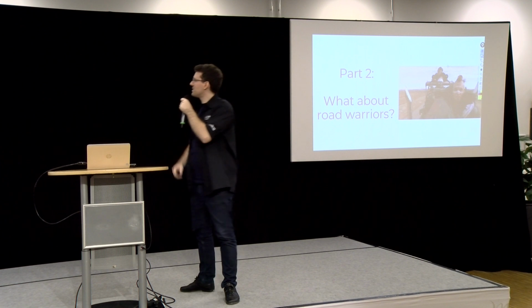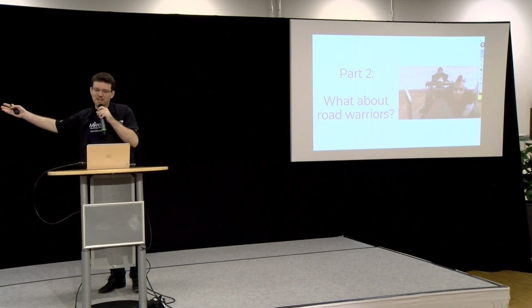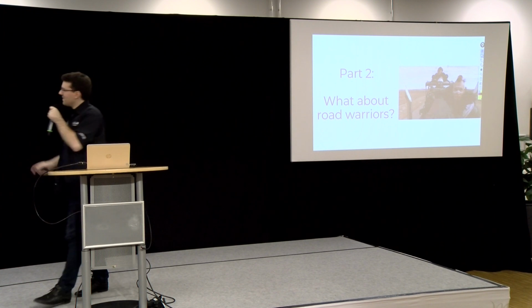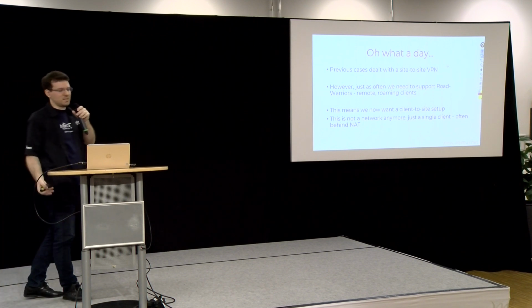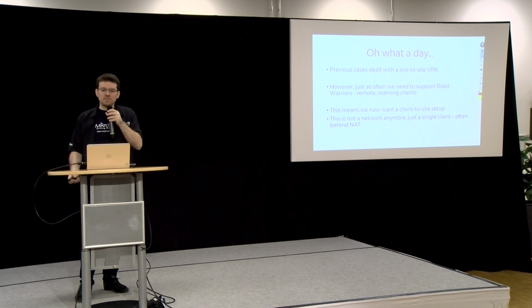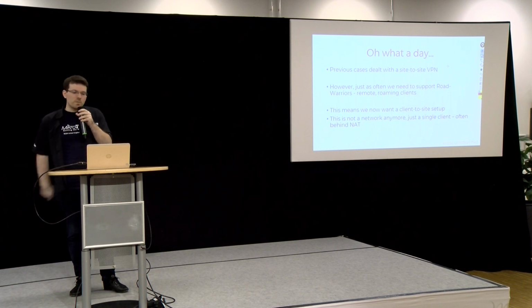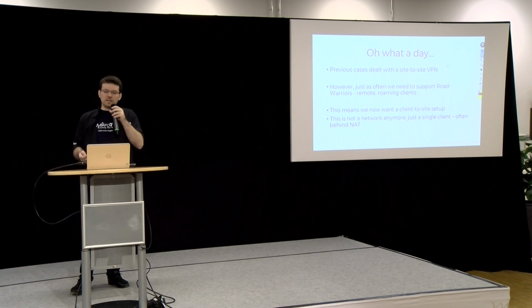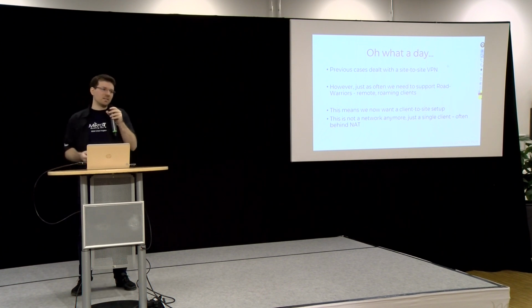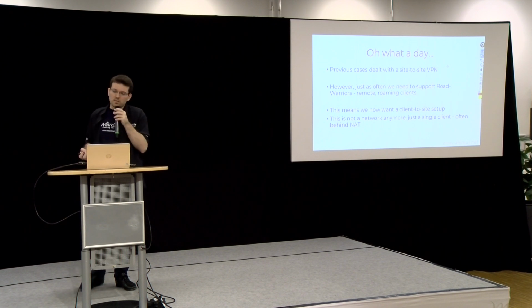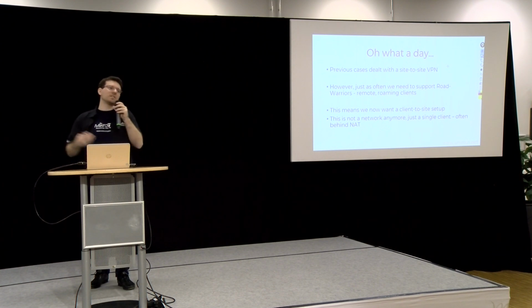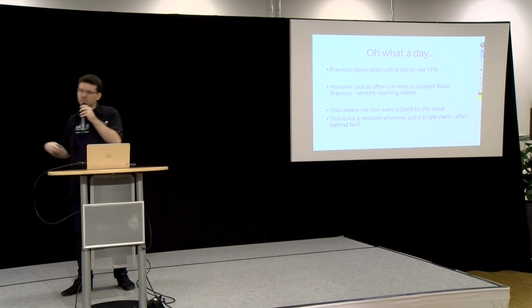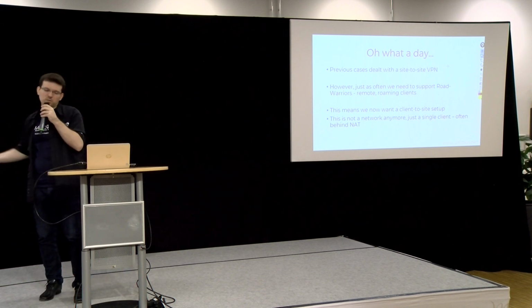All right, so what about Road Warriors? And I just couldn't pass up a Mad Max reference here, so yeah. What are they? Previous cases dealt with a site-to-site VPN, which is nice and easy. However, just as often, we need to support road warriors, remote roaming clients. This means we now want a client-to-site setup, no longer a site-to-site setup. A single client is not a network anymore, it's just a single client, often behind NAT. And we want to allow him secure remote access to our network. That's what the road warrior is.